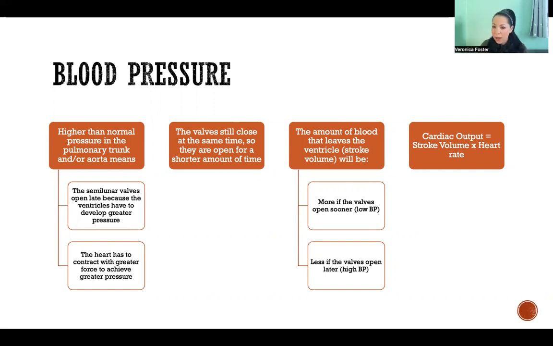Okay, and that's why having chronically high blood pressure will also go hand in hand with chronically high heart rate. And that's because with high blood pressure, we have low stroke volume, and to compensate, we have to have an elevated heart rate to achieve the same amount of cardiac output or blood flow to the body.